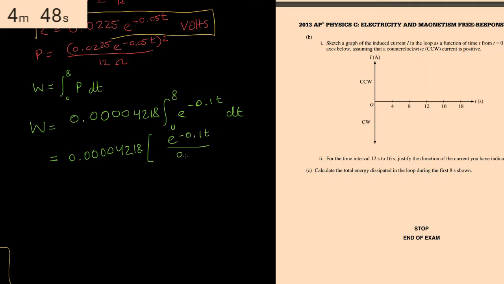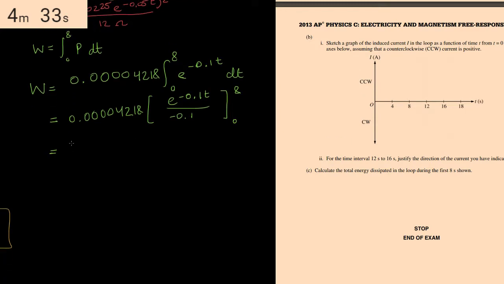Anti-chain rules, basically a simple u substitution. We just divide by negative 0.1. You can just think if we took the derivative, it would come out to just the original function from 0 to 8. Cool. So what we get is, I hope this is going to be the last time I have to ever write down this ugly constant, times, so we get negative, well, 1 divided by negative 0.1 is just negative 10, so we can write negative 10 times e to the negative 0.8 times, minus e to the 0.